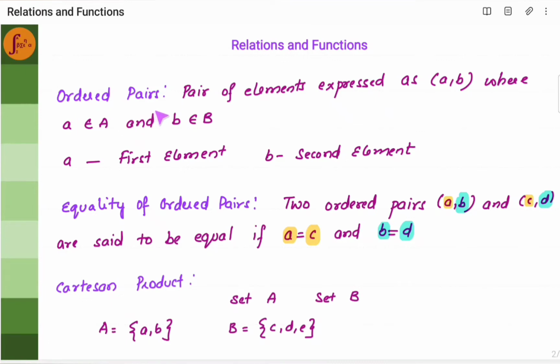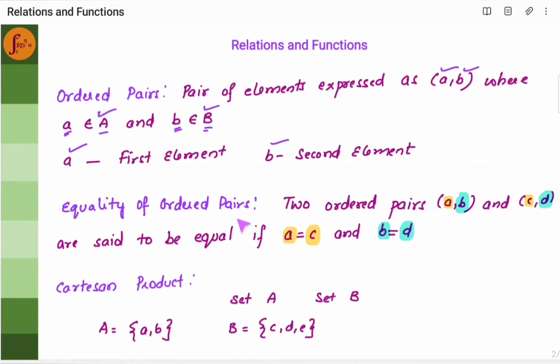So what is an ordered pair? An ordered pair is nothing but a pair of elements like this, (a, b), where a is an element, b is an element, a belongs to set A and b belongs to set B. So A and B are sets. The small letter a and small letter b are the elements in these sets. a is the first element and b is the second element. So here the order matters, right? a comes first and b comes second. That's why it's called an ordered pair.